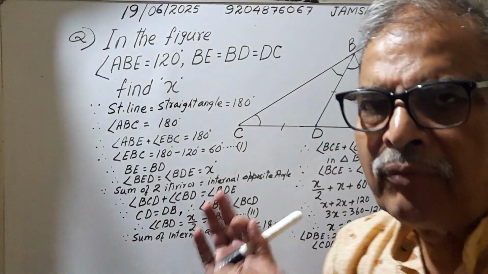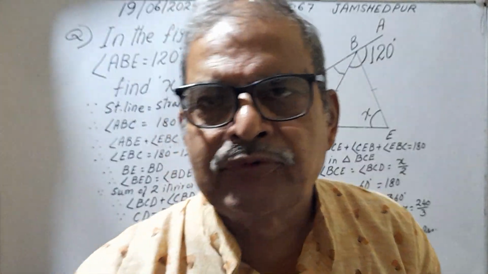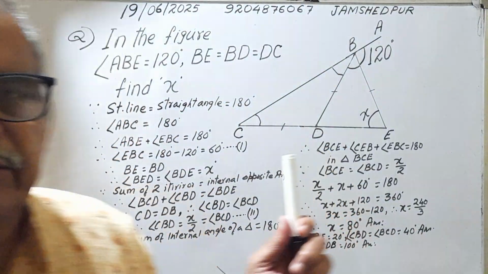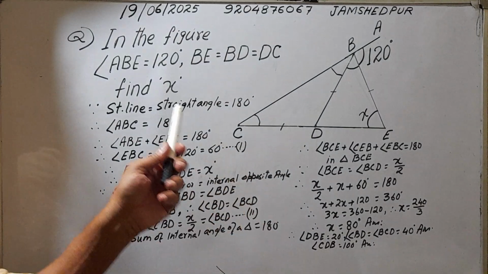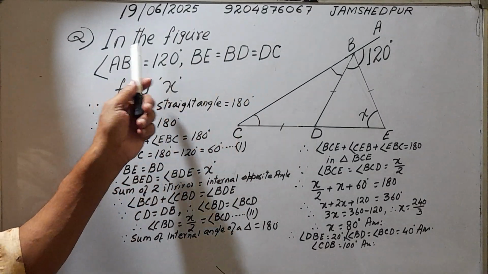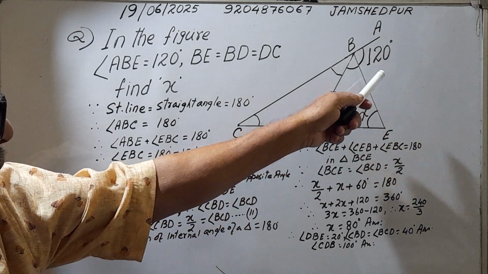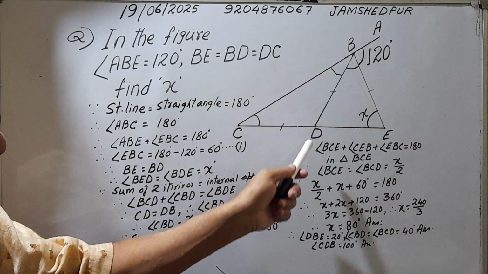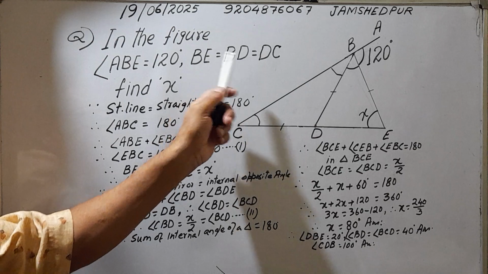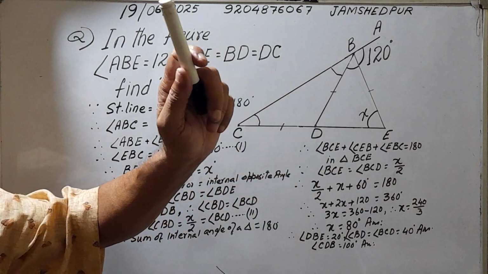Today I have solved a problem. How I have solved? Please listen to the question and see. The question is given in the figure: angle ABE equal to 120 degrees, BE equal to BD equal to DC. It is given. Find angle X.